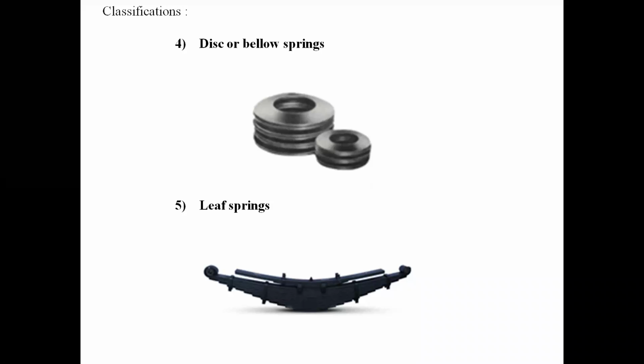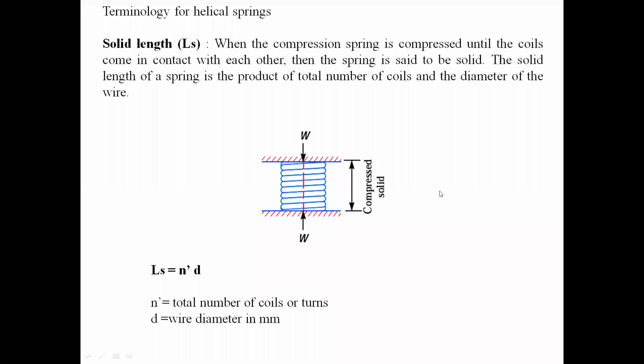Leaf spring is also used in our truck suspension system. The bellows spring is also available in some of the clutches. Okay, so these are the different types of spring. In all these different classifications, you'll find that storing of energy is a must in each and every type of spring. So after the classification of spring, let us go to the next topic.